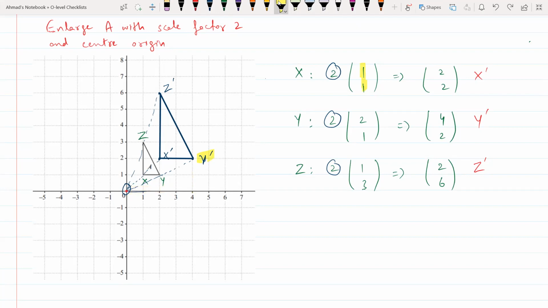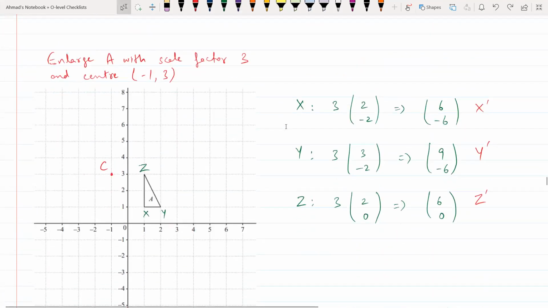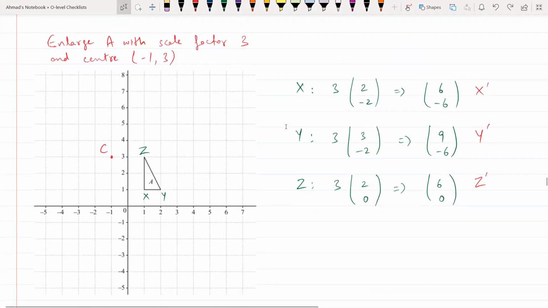अच्छा, similarly for z here, z तक आप कैसे पहुंच सकते हो, originally 1 right and 3 up. उसको 2 से multiply किया, you get 2 6, so you go 2 units right and 6 units up. That's your z bar here. So that's how you can do it theoretically, but it's much quicker if you do it just graphically like that. अच्छा, what if the center is not the origin?